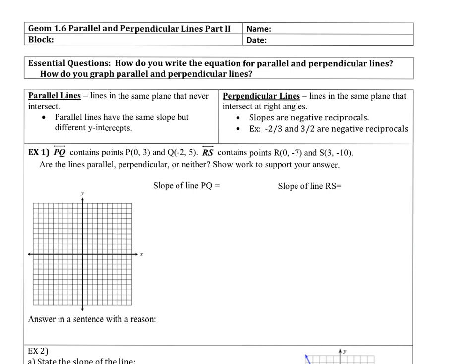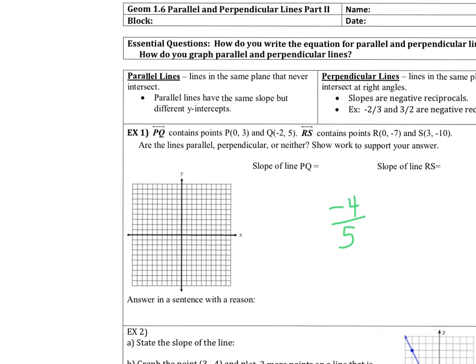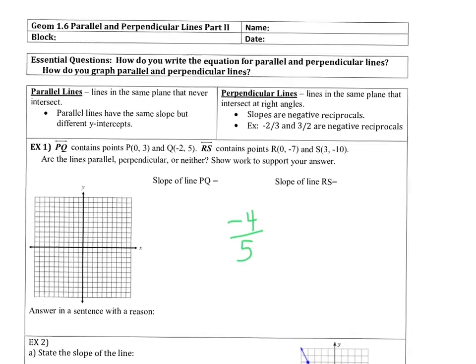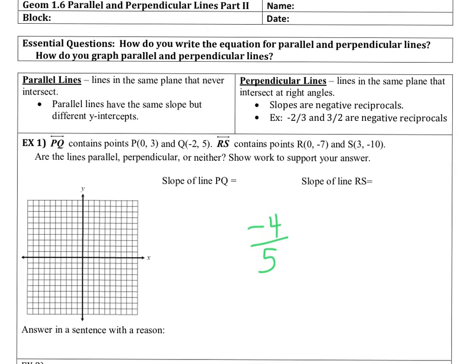Quick check. If I tell you the number -4/5, what is the negative reciprocal of -4/5? All right. Did you say 5/4? I hope so, because you're exactly right.